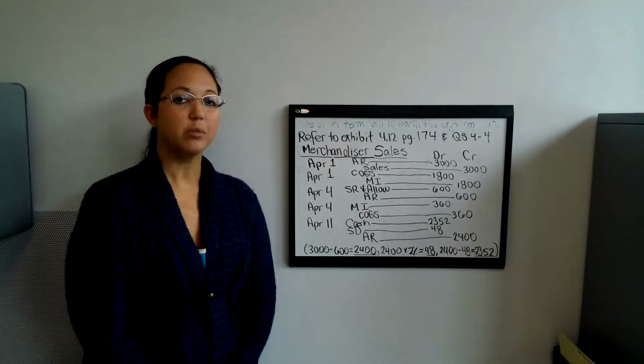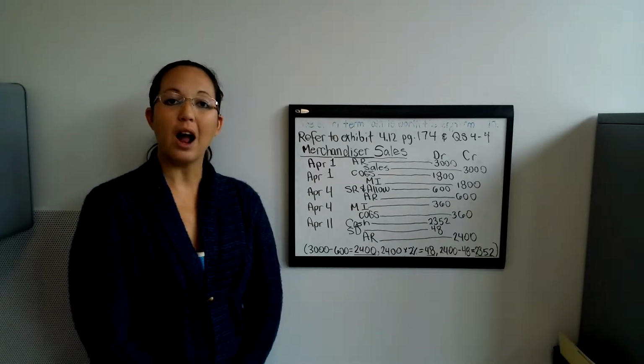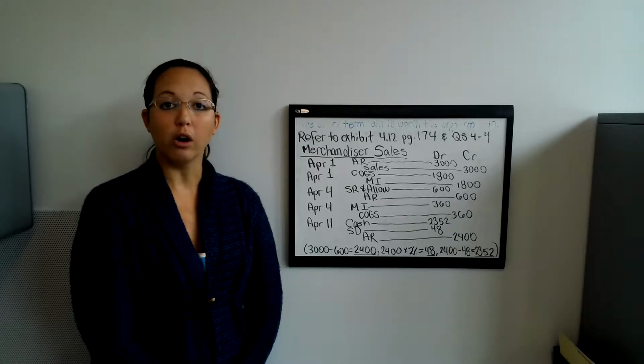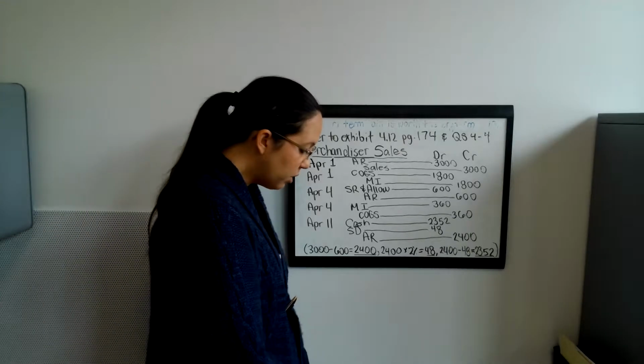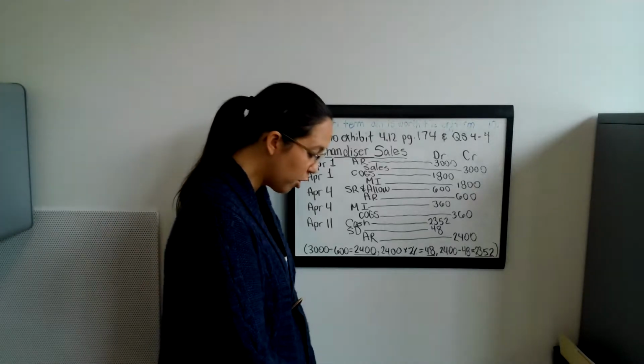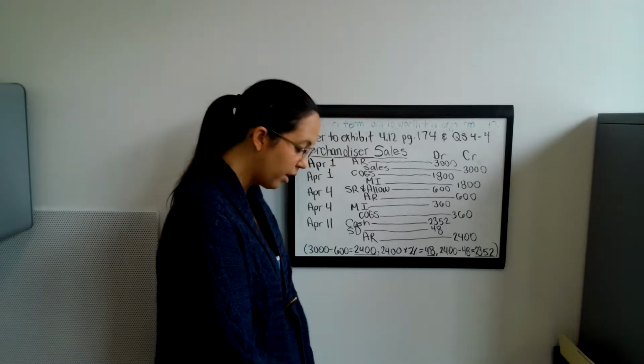We will now discuss merchandiser sales. So, the merchandiser's interaction with customers. And we're going to be working from Quick Study 4-4. So it says, on April 1st, the company sold merchandise for $3,000, granting the customer terms of 2/10.